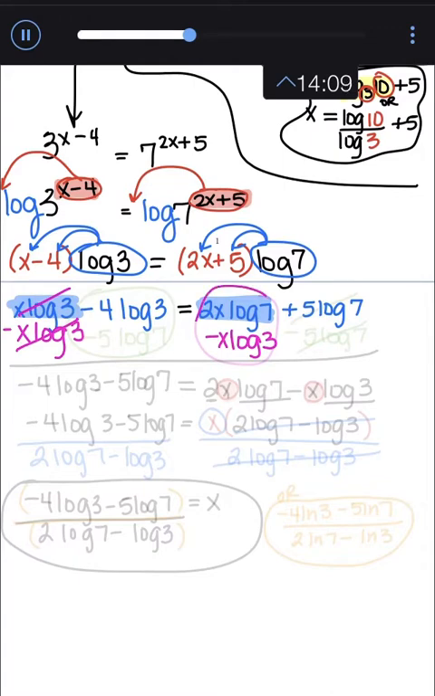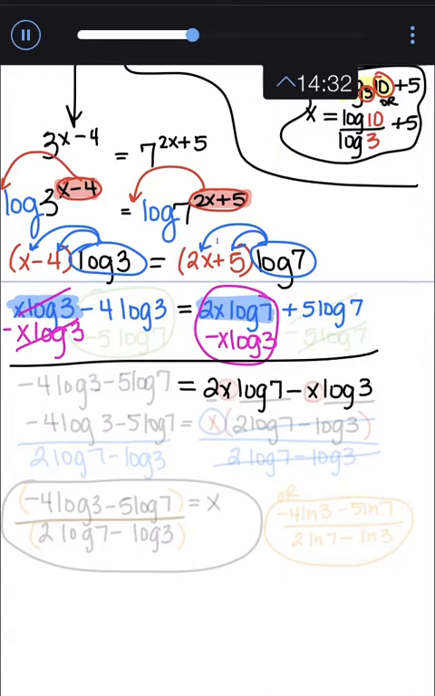Now they're on the same side. You still can't actually subtract them though because they're not like terms. But at least they're on the same side. So I do have the 2x log 7 minus an x log 3. They are on the same side at least.